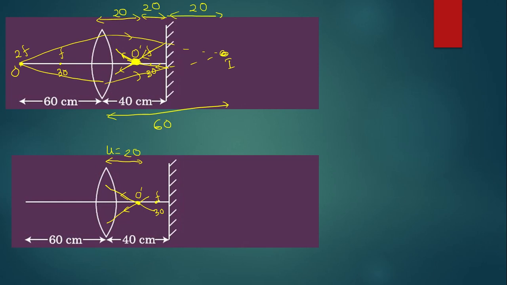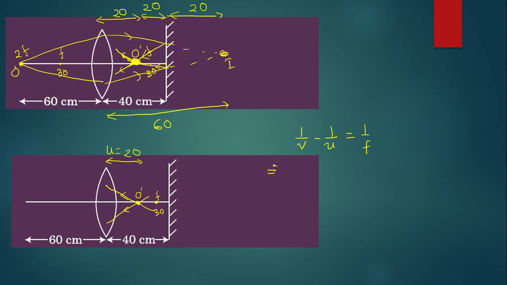Now for this object, what will be the image? We see that the focal length is 30 and the object distance is 20. Therefore, from the image formation diagram, we realize the image will be a virtual image. So what will be the position of the virtual image? That we can calculate using the lens equation. We will have to apply the lens equation.